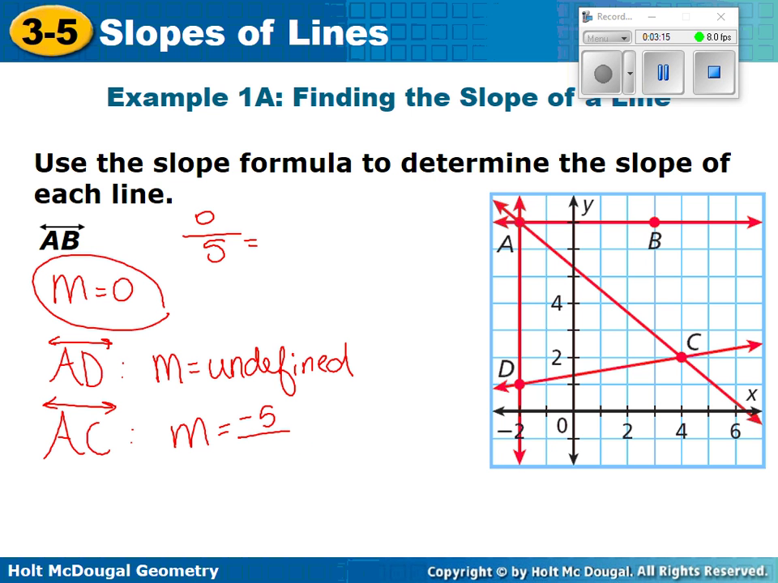And then what's the run from A to C? 6. Okay, since we went down, we've already gone down, so now we're going to the right, so that's going to be a positive direction. 1, 2, 3, 4, 5, 6. So my answer would be -5/6. Any questions on calculating slope?